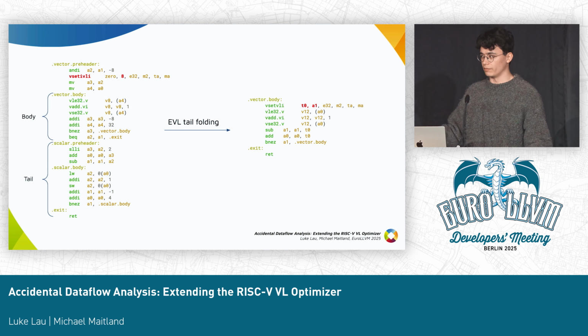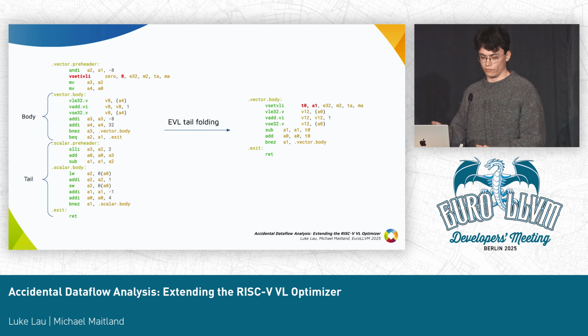wanted in the RISC-V backend for quite some time. I should say it's really in the middle end, but we want to perform EVL tail folding. What this is, is folding the tail of the loop that the loop vectorizer will emit into the body of it, so we just have one vectorized loop.